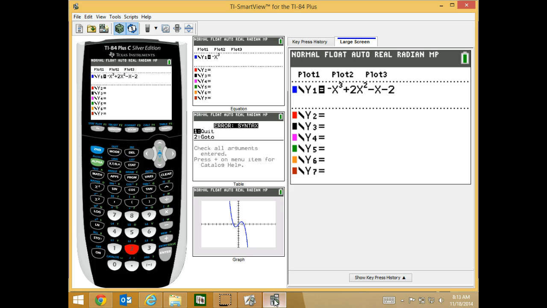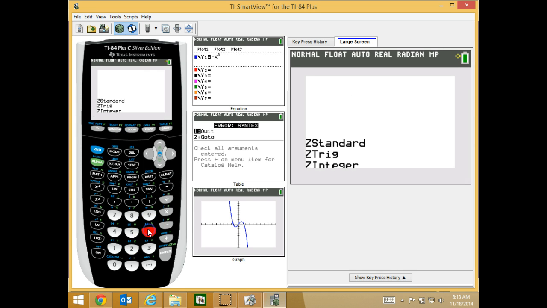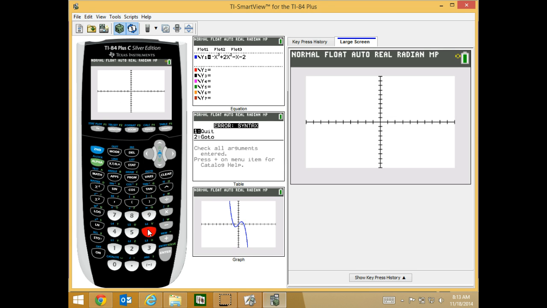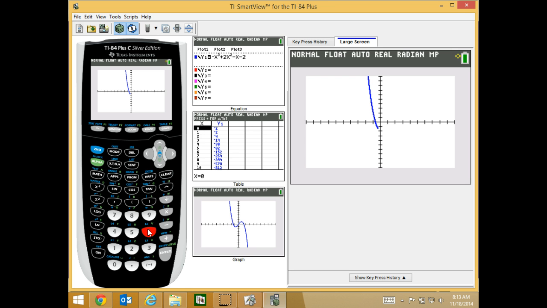So we're going to once again graph that on the standard window, zoom 6, and we're going to take a look and see what we have. And that's what we have. So I'm not 100% sure what's happening here. We'll have to take a closer look at this. Now, we're going to work from left to right and find these key points, these points of interest.